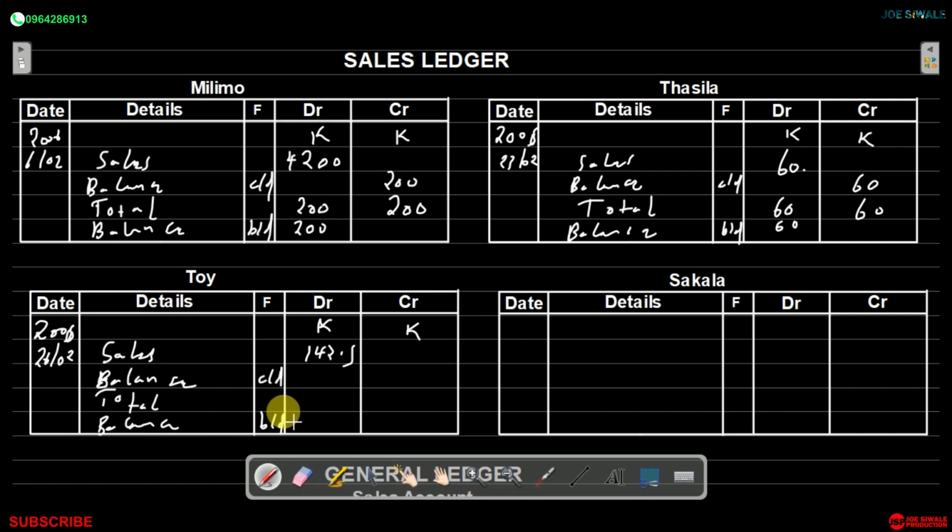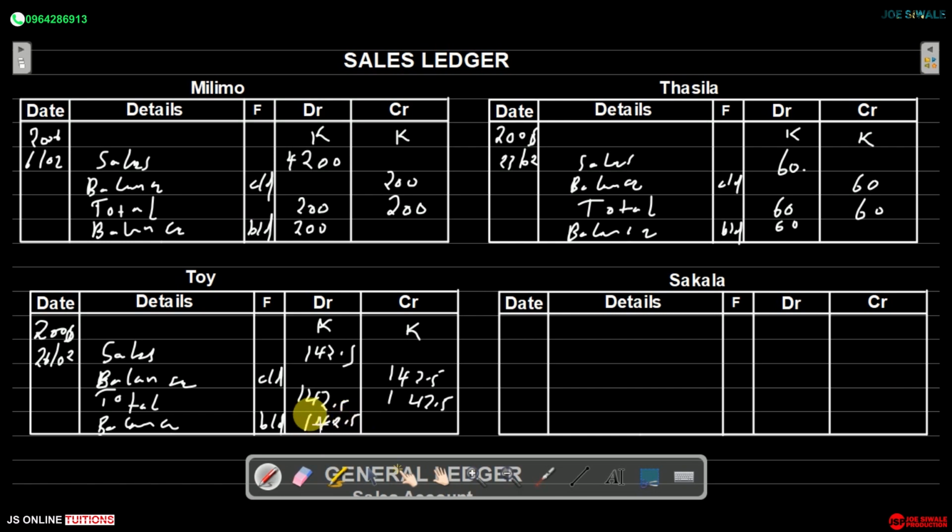So to find our total there, we're going to say 142.5 on the debit side and 142.5 on the credit side. The balance carried down is going to be shown on the credit side as 142.5 and 142.5 on the debit side as balance brought down.